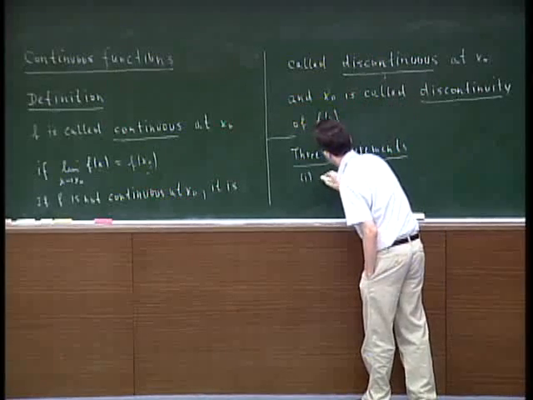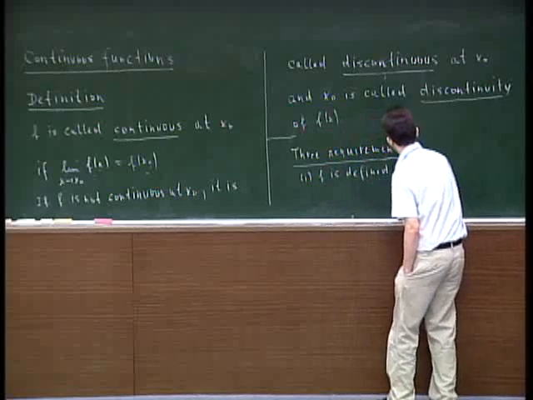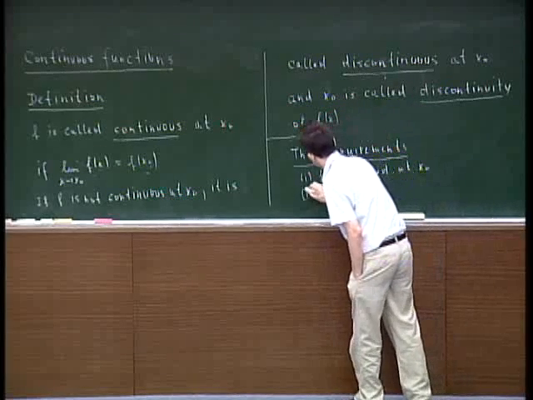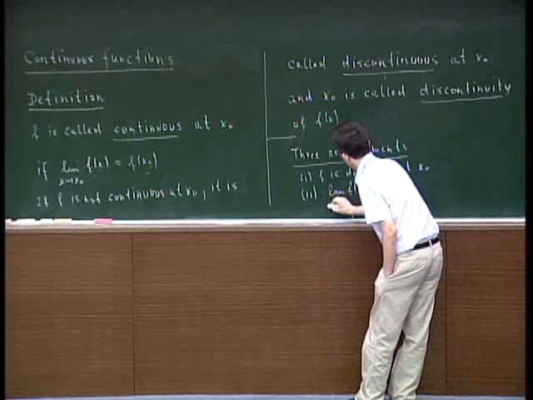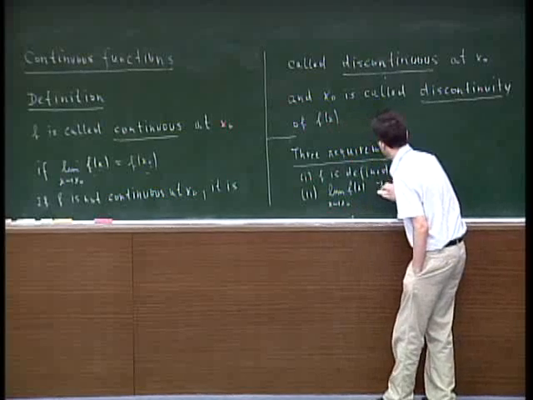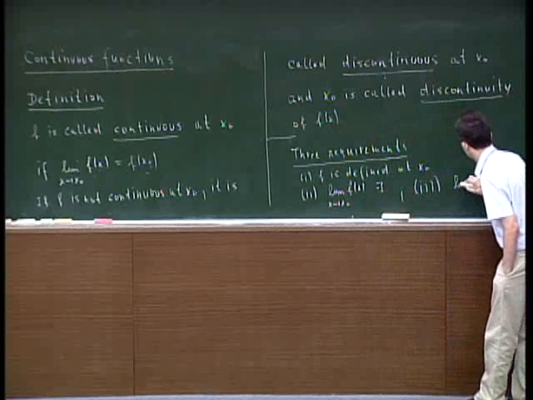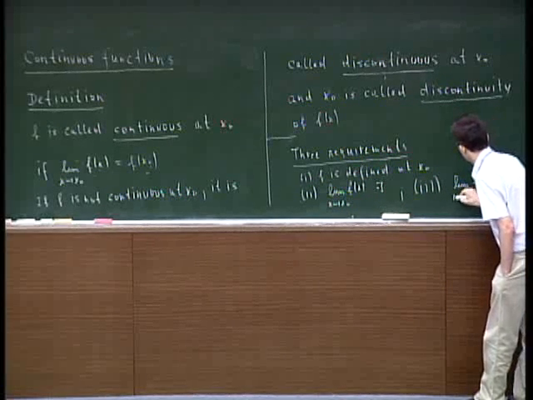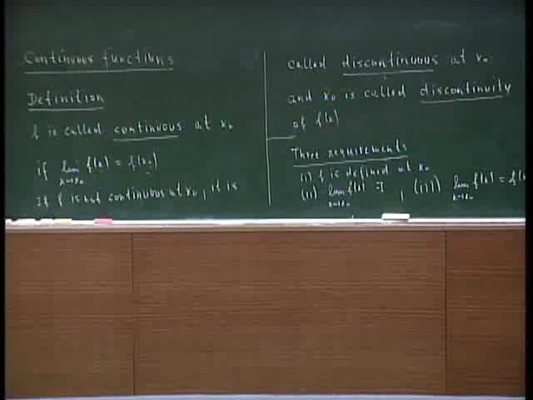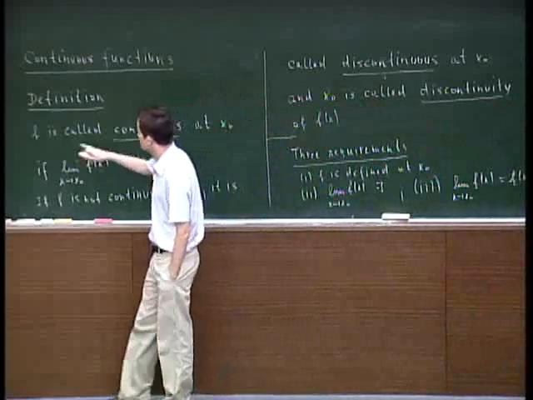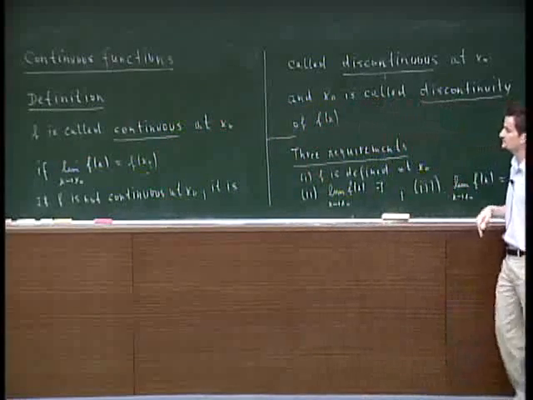Okay, so the first one, f is defined at x0. The second, the limit of f of x as x tends to x0 exists. And the third, the limit of f of x as x tends to x0 is equal to f of x0. So you need three requirements. In order for a function to be continuous at the point x0, the function is defined, the limit exists, and the limit is equal to f of x0.